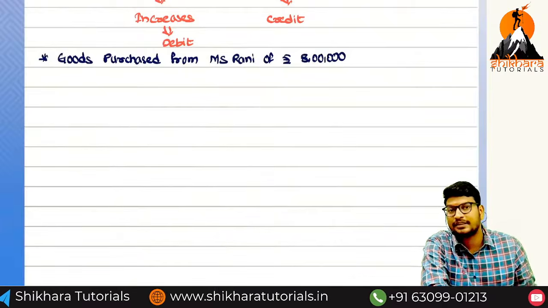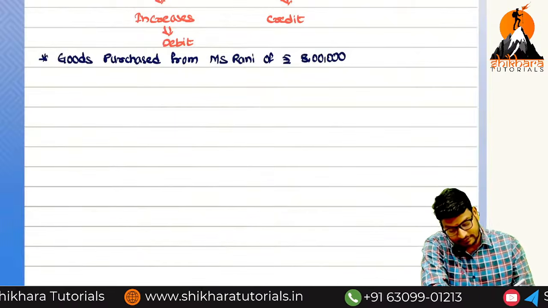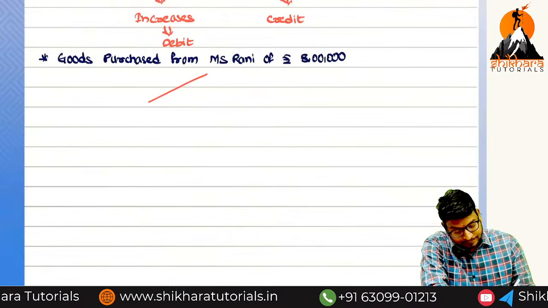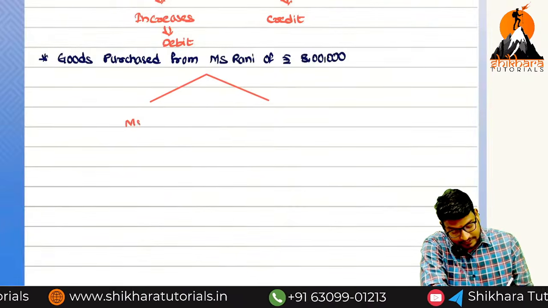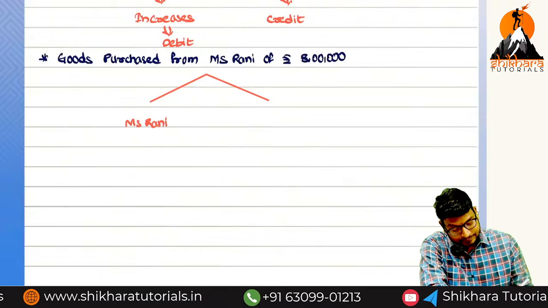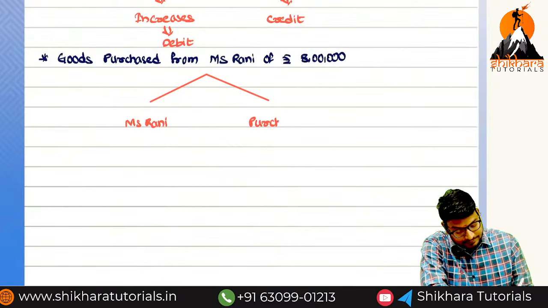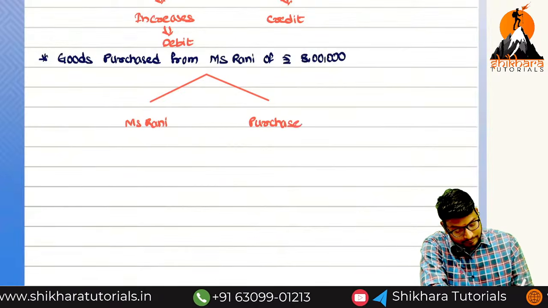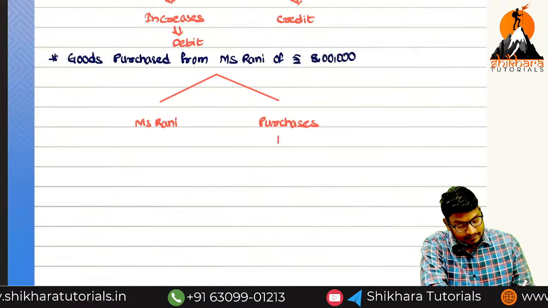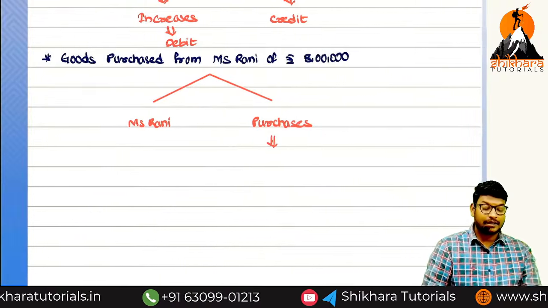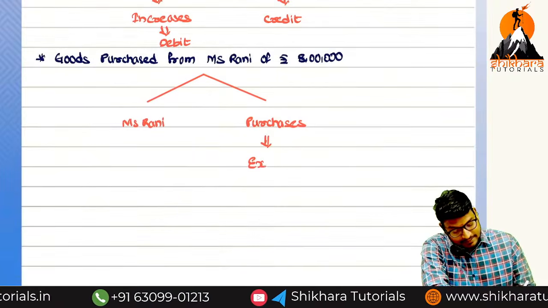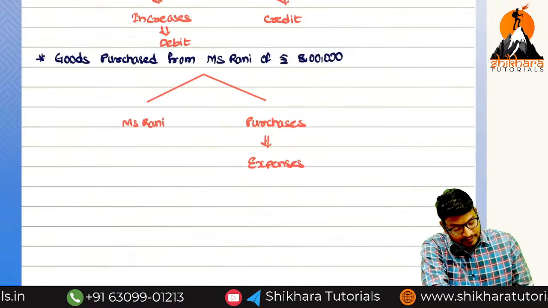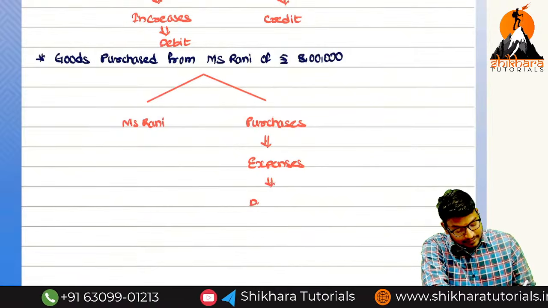Definitely one of the outcomes is Miss Rani. Okay guys, and what is the other outcome? The other outcome is called purchases. I am taking Miss Rani and purchases. Okay guys, first let me finish the purchases. Purchases is an expense or income? Expense. Expenses will have which balance? Expenses will have the debit balance.